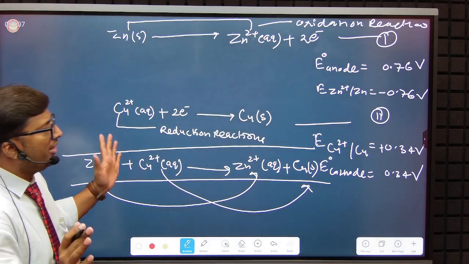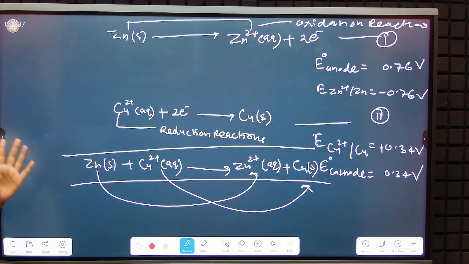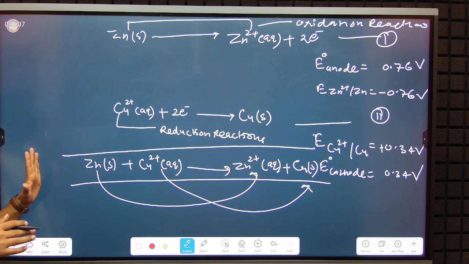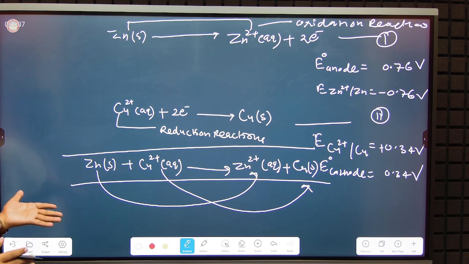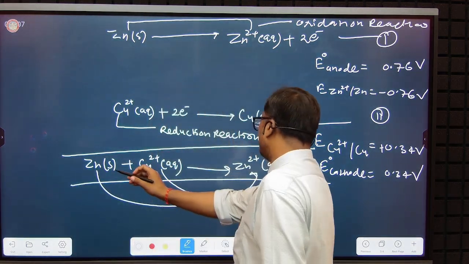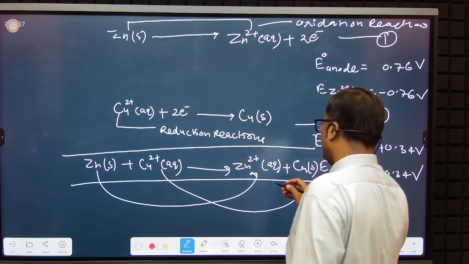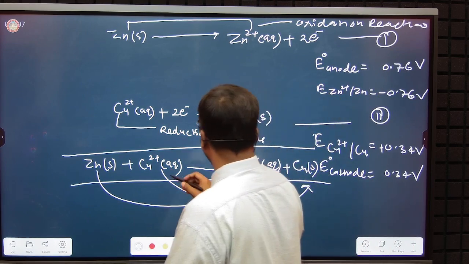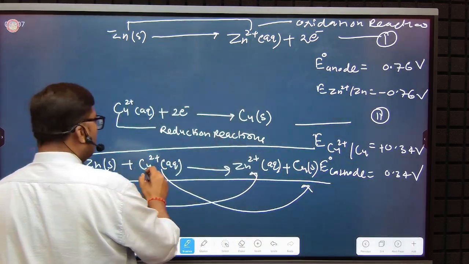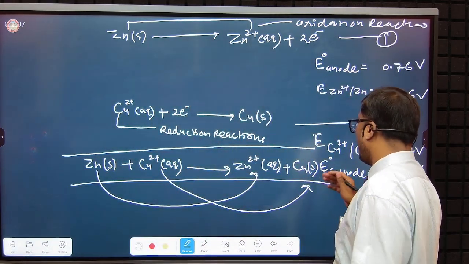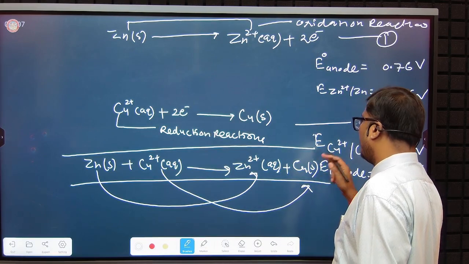So copper solid material is deposited on the cathode, right? Whereas zinc solid material undergoes dissolution and goes into the electrolyte solution, that is the zinc sulfate solution. So zinc solid will increase the concentration of the zinc sulfate solution, whereas copper 2+ solution increases the production of copper at the cathode.